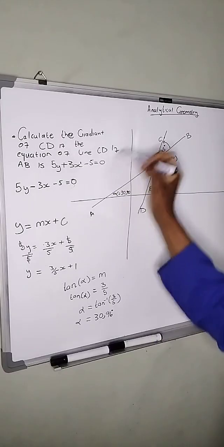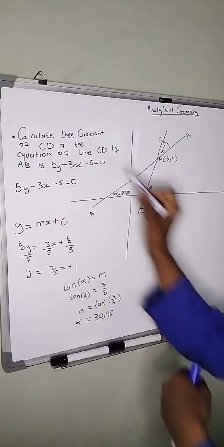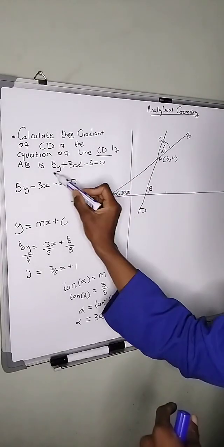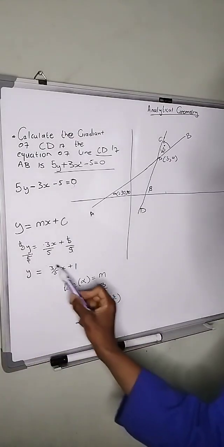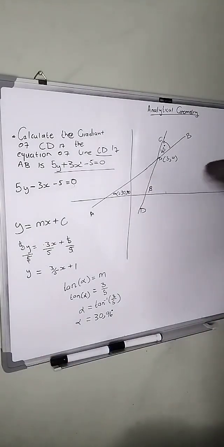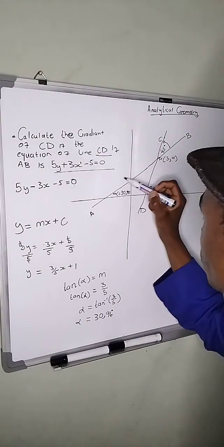if AB is that guy, ne? We are calculating for the line CD if the equation of AB is that. We rearrange the equation and we found what the gradient is going to be. So let me test the knowledge. What is the value of this point?